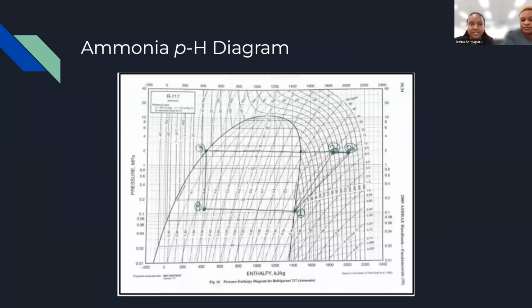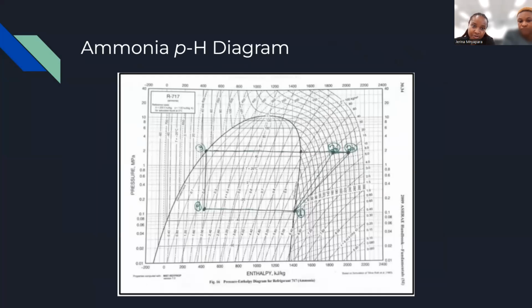So looking here is our ammonia pH diagram. We use our pH diagram to determine our values: enthalpy, entropy, pressures, temperatures, and also quality. On the bottom right, that's our stage 1, which is our evaporator. And on the top, as you follow those 2 lines, those are our compressor. We have isentropic and actual: the one on the left is our isentropic, the one on the right is our actual.